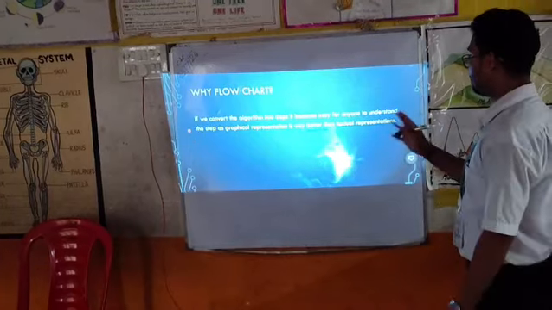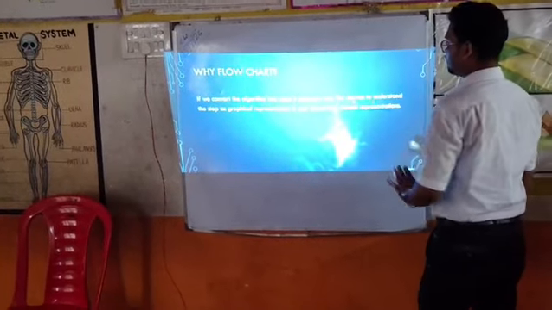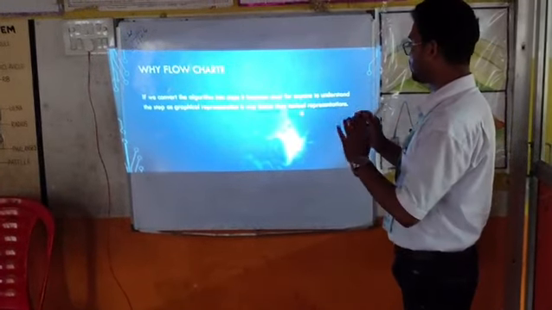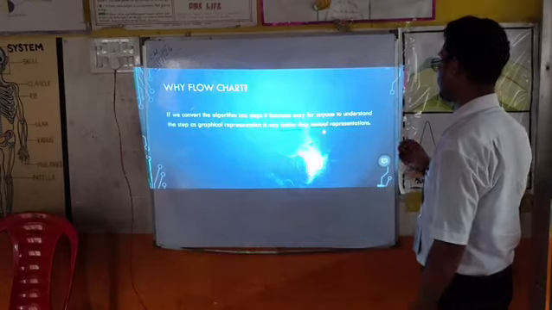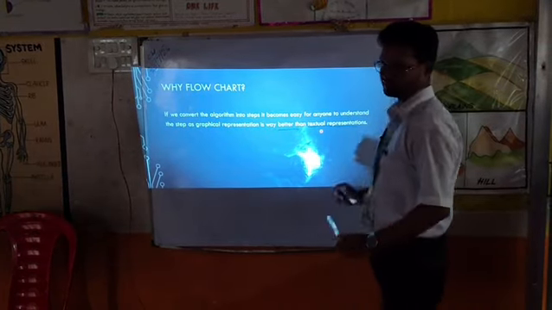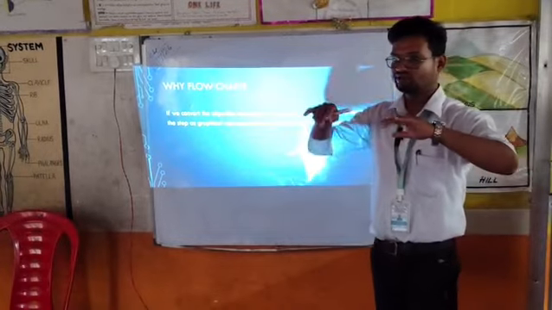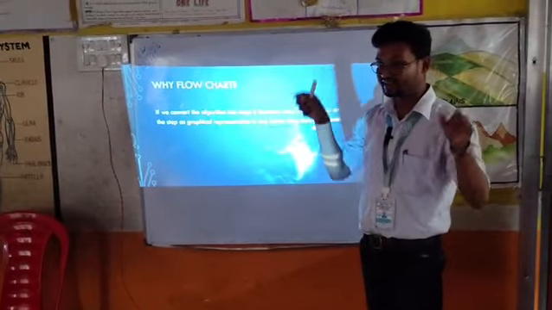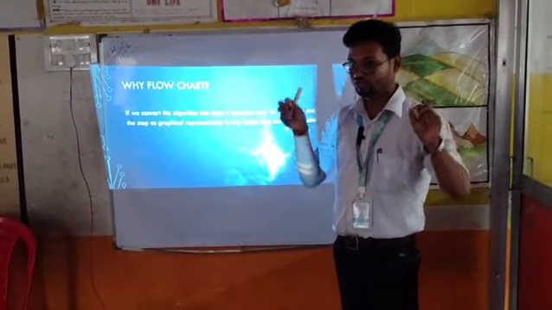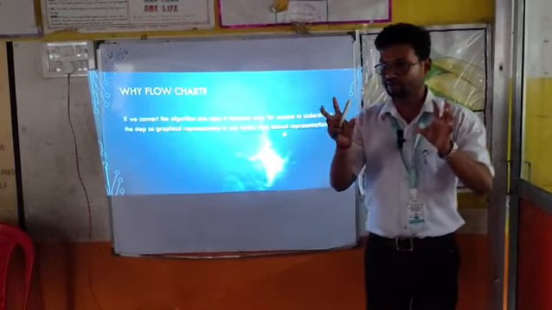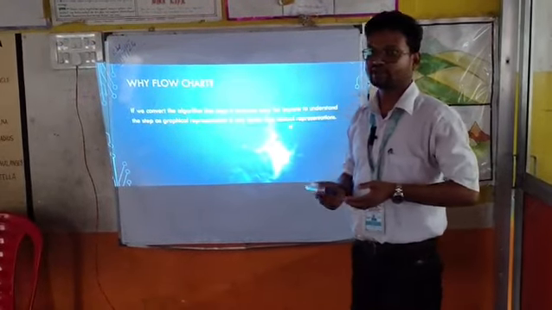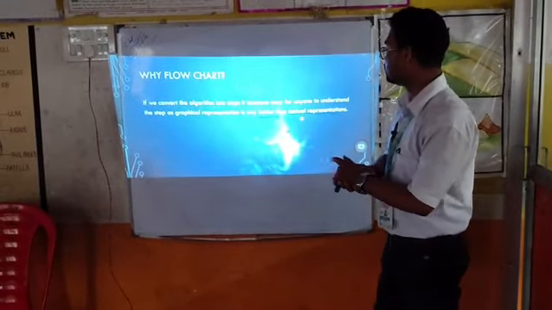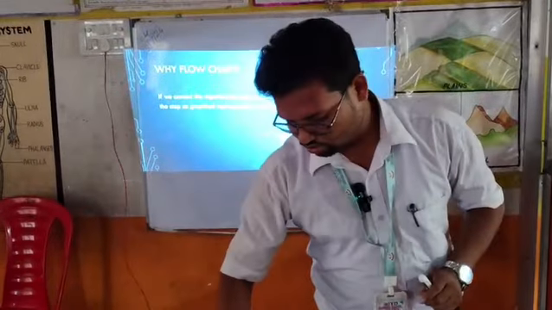So if we convert the algorithm into steps, it becomes easy for anyone to understand the steps, as a graphical representation is way better than a textual representation. If you only write the theory of an algorithm, nobody can understand. If you draw diagrams and present the things diagrammatically, anybody can understand, and it looks very good and decorative. Okay, so how will you do flowcharts?